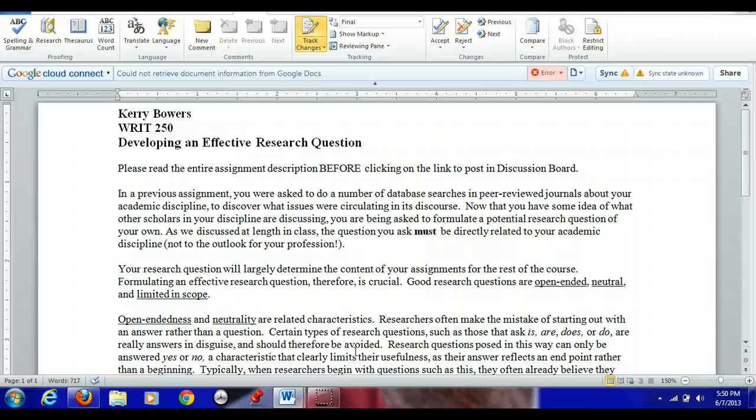But a research question, again, there are certain parameters that you must follow while constructing it, or everything down the line, it just won't work. So please pay attention. It can't just be any question. Your research question will largely determine the content of your assignments for the rest of the course. They must be effective. Good research questions, and this is from the text, are open-ended, neutral, and limited in scope. What does that mean?